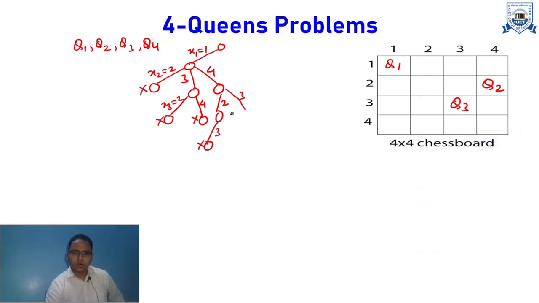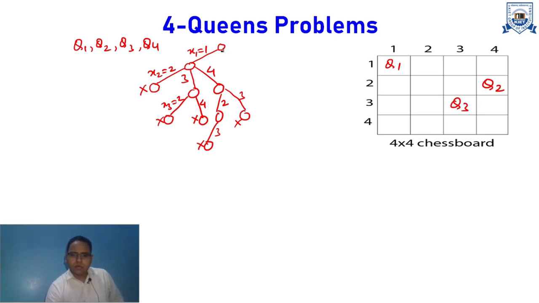Now check what the possibility is. Again q3 and q2 are adjacent to each other, so it is also a dead end, and we can't place queen 4. So queen 3 is also a dead end. That means we have traced all the possibilities of q2, so there is no possible q2 now. So q3 and q4 also cannot be placed.